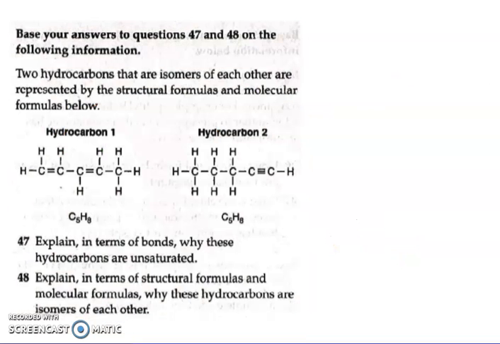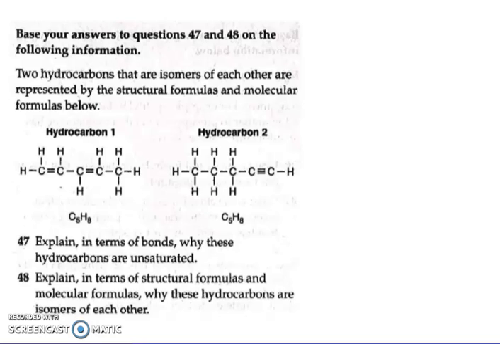47 and 48 have to do with those 2 hydrocarbons there. It says they are isomers of each other, meaning they have the same number of carbons and the same number of hydrogens. They are hydrocarbons. Explain, in terms of bonds, why these hydrocarbons are unsaturated. Unsaturated has to do with alkenes and alkynes. Both of these hydrocarbons, 1 and 2, have double or triple bonds, multiple bonds, and therefore they will be unsaturated hydrocarbons.